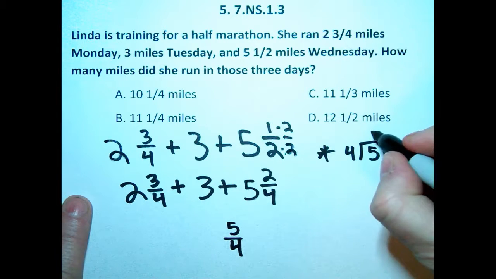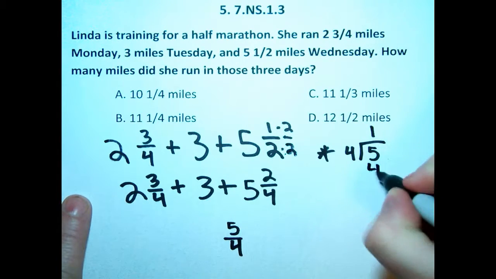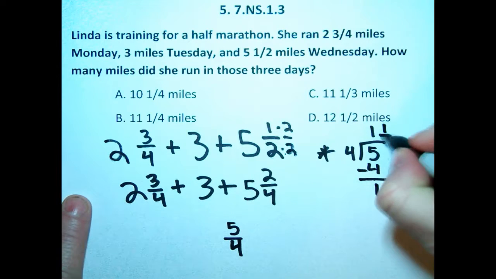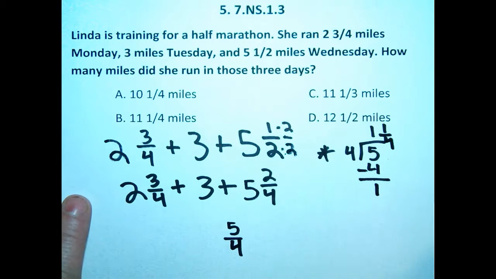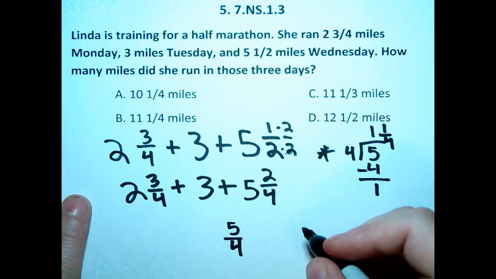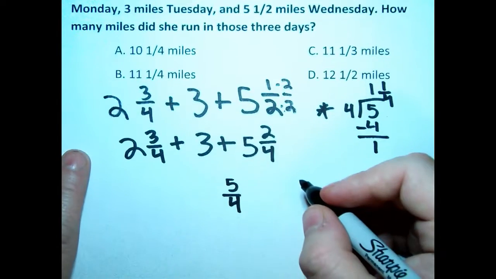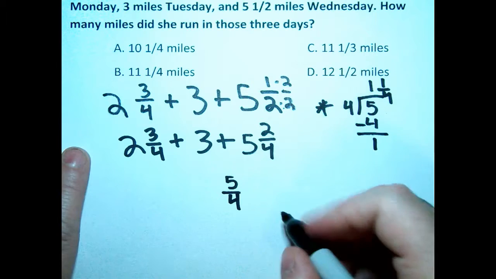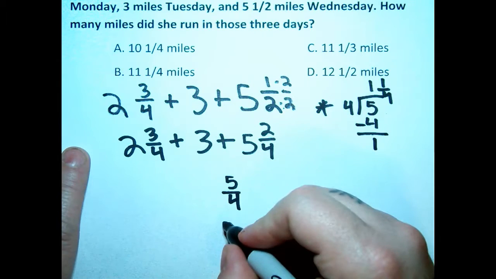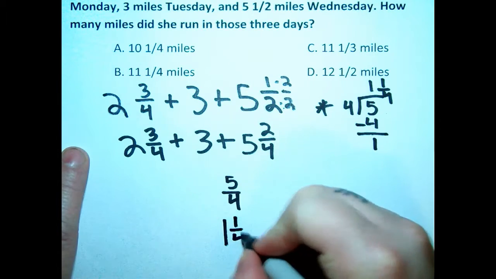Now 4 will go into 5 one time. 1 times 4 gives me 4, and 1 is left over. So I have 1 1/4. So now 5/4 has become 1 1/4. Let me slide that up just a little bit here so you can see it. So 5/4 has become 1 1/4. So I have 1 1/4.